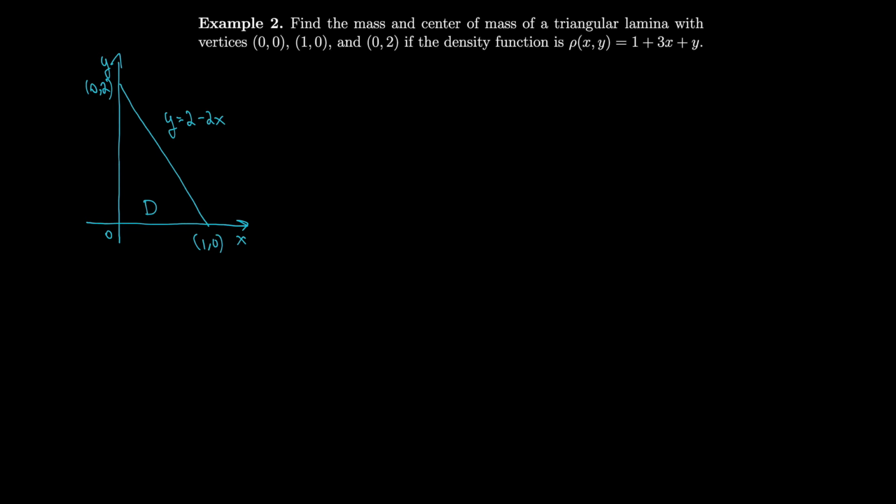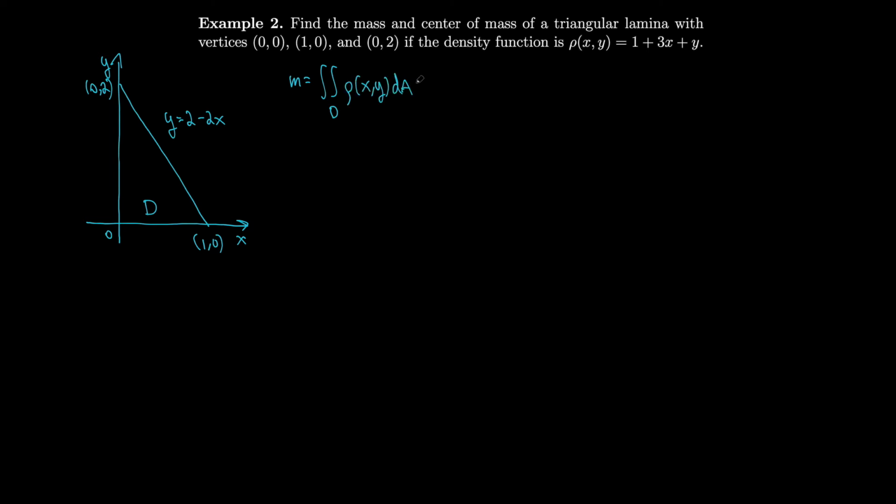And we want the mass and center of mass. So how about we first find the mass, because we have to do 1 over the mass times our other integrals. So mass is the double integral over D of our density function rho.